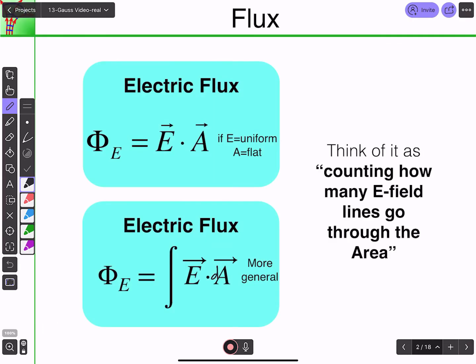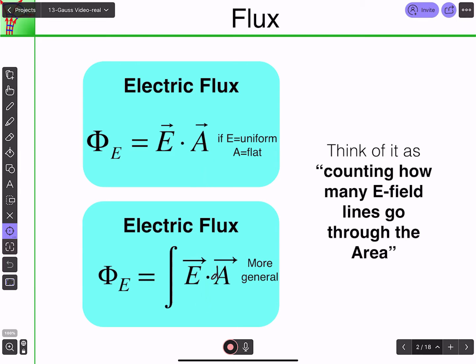So first, last time we talked about electric flux. For a uniform electric field through a flat surface, you can calculate electric flux by E dot A. The way to think about it is we're measuring how much electric field goes through a particular surface. The more electric field lines go through an area, the larger the electric flux is. And it's easy to calculate for a uniform electric field on a flat surface.